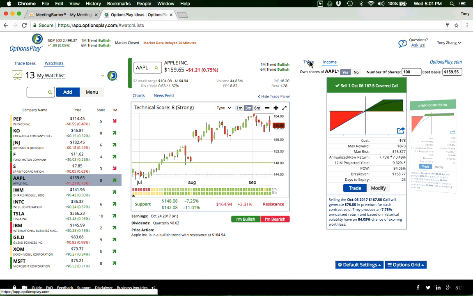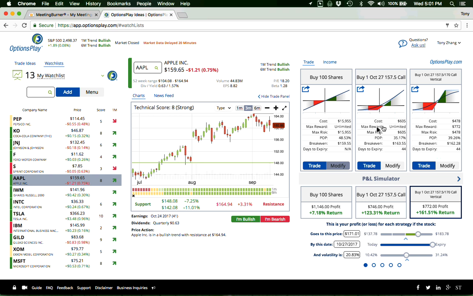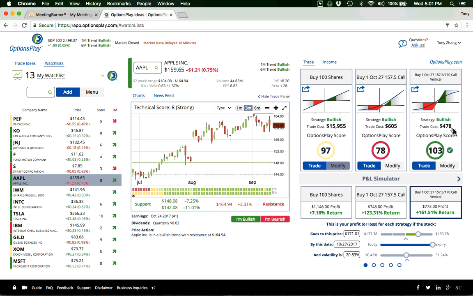Lisa's asking about the options play score. Again, this is getting a little off topic, but I'll talk about this. So when we talk about these trading strategies, a lot of times some strategies will give you a max reward of unlimited or max risk of unlimited. And what we realize is that most users don't know how to compare a strategy that has unlimited max reward to a strategy that has max reward of 772. It's virtually impossible to do that. So how do you actually determine what is the risk reward of a trade, and how do you compare them between different strategies? That's why we created the options play score.